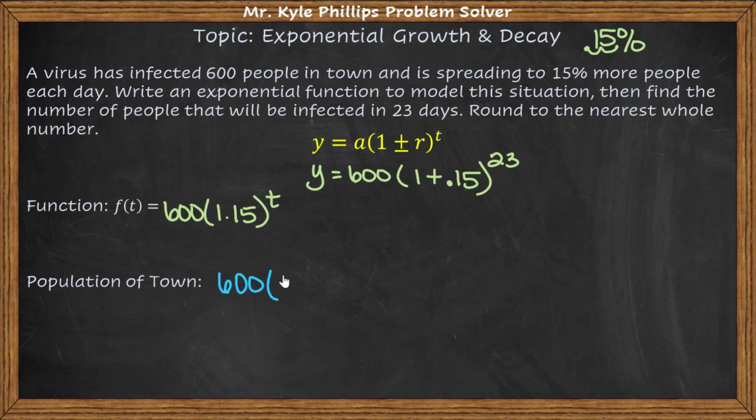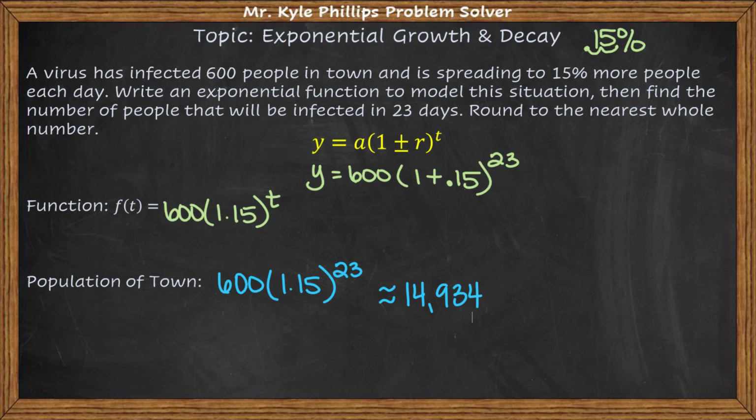So I would say 600 times 1.15 raised to the 23rd. And we're going to round to the nearest whole number, obviously, because we can't have a fraction of someone. So we're going to say 600 times 1.15, raise this to the 23rd, and we're going to get 14,934. So about 14,934 people would be infected on the 23rd day.